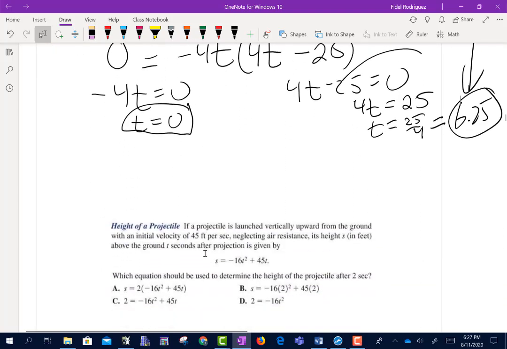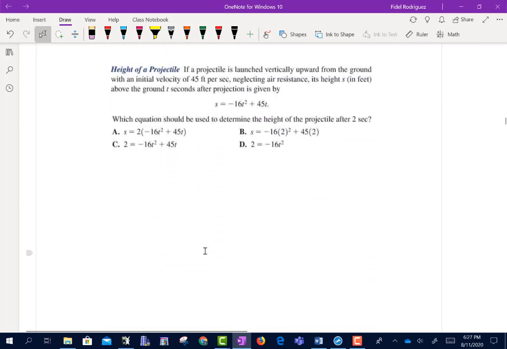All right. Let's take a look-see at the next one here. All right, so let's just see what this one's asking us to do. It says height of a projectile. If a projectile is launched vertically upward from the ground with an initial velocity of 45 feet per second, neglecting air resistance, its height, s feet above the ground, is given by, and they give us an equation there. Okay. Now, the question here is saying, which equation should be used to determine the height of the projectile after 2 seconds?